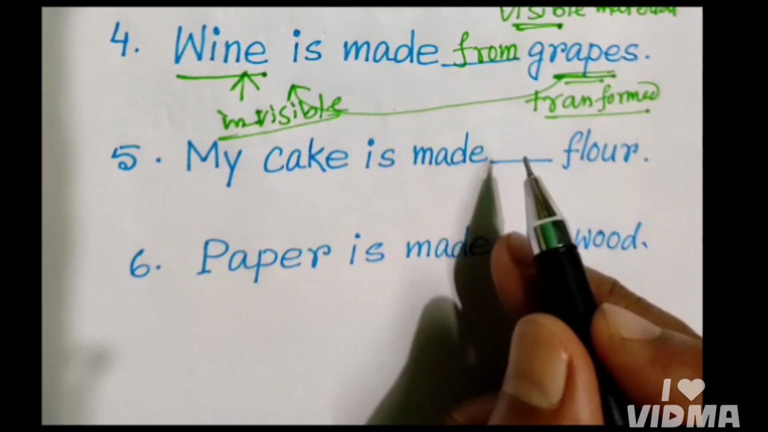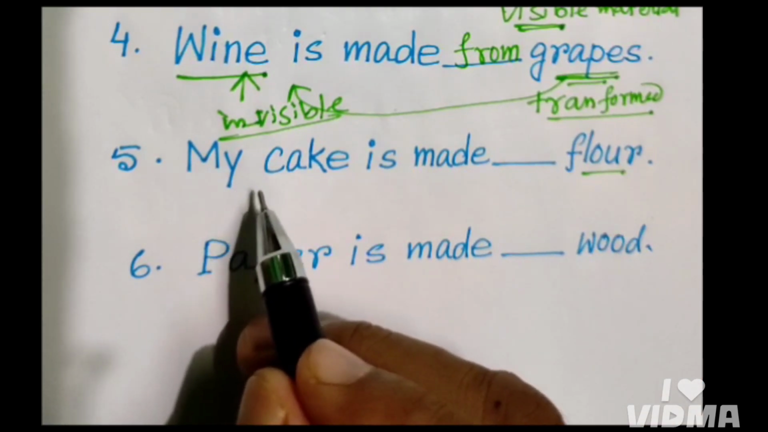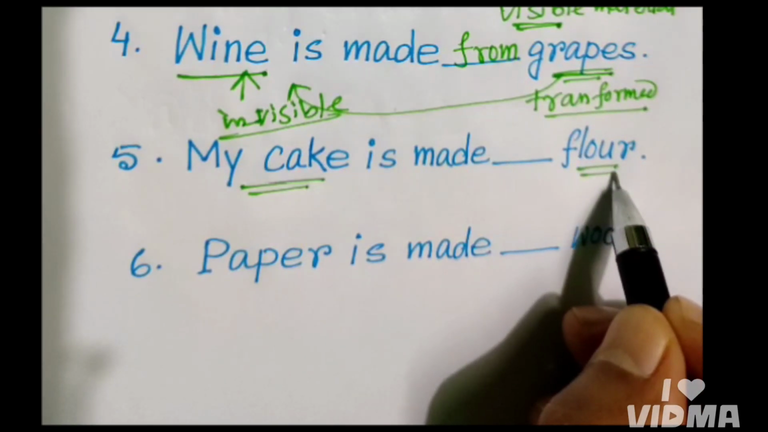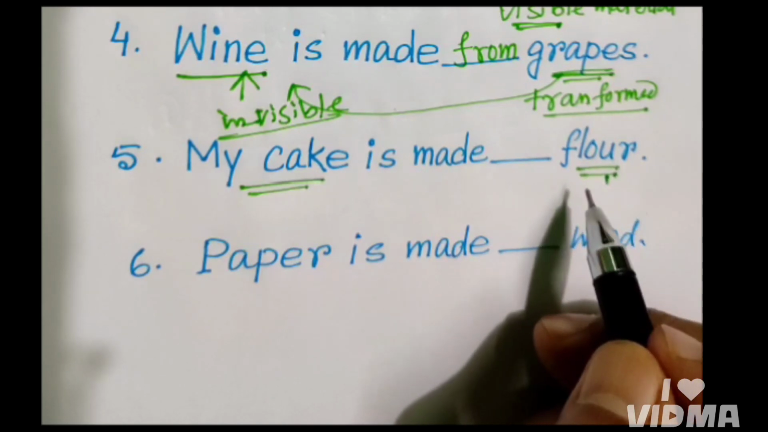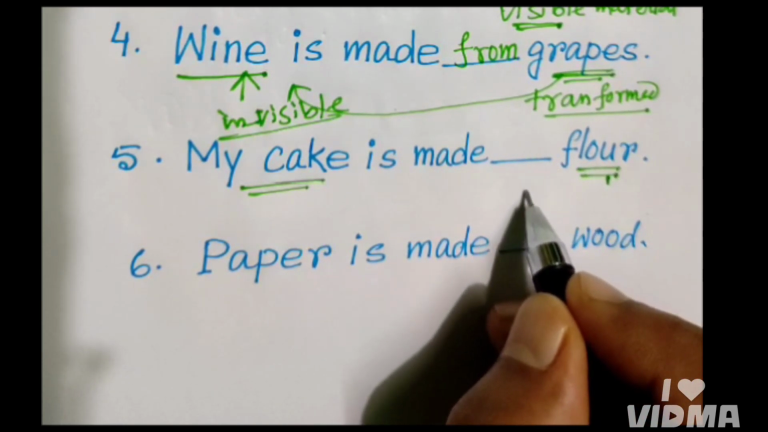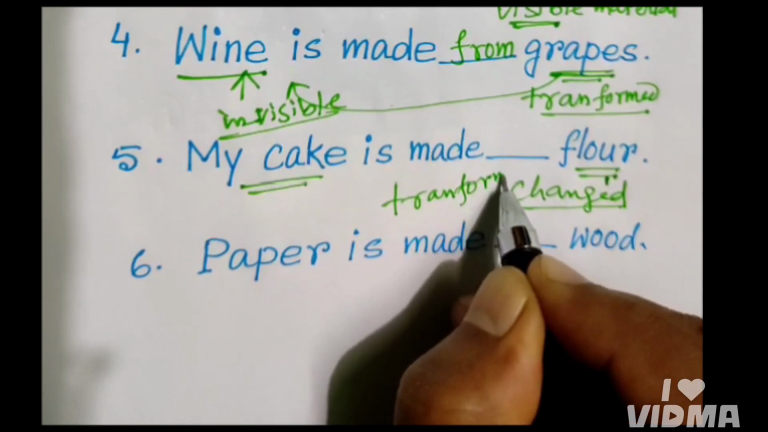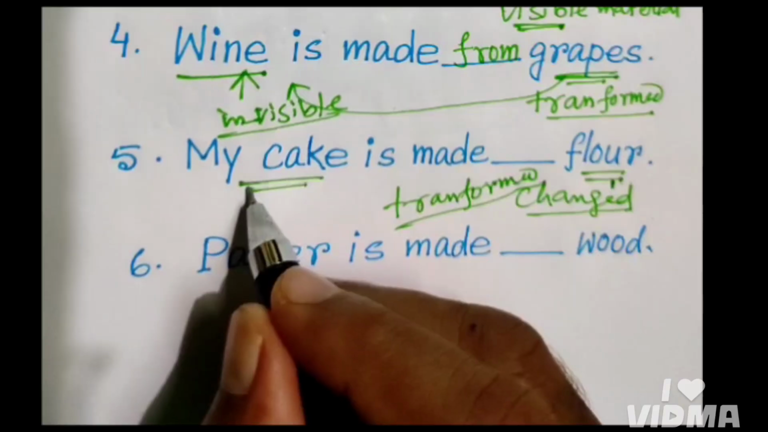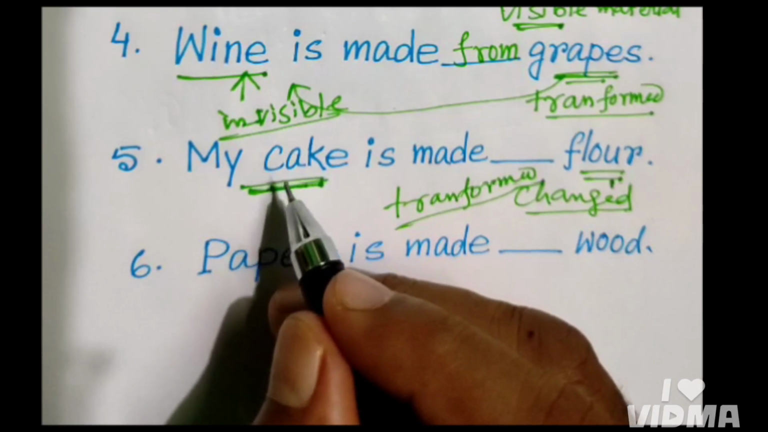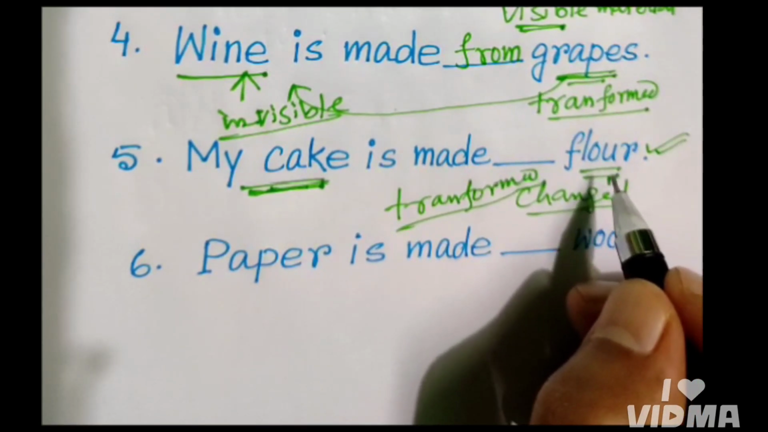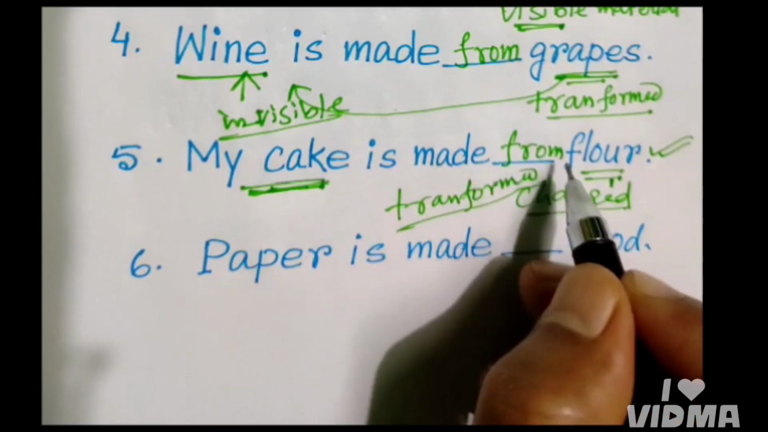My cake is blank flour. Here see flour. Flour changes completely when baking a cake. Completely changed, transformed. So when you see cake as the finished product, you cannot see flour. So my cake is made from flour.